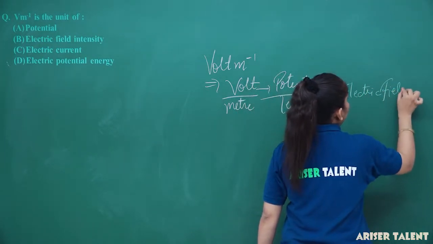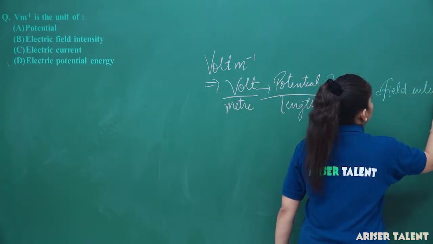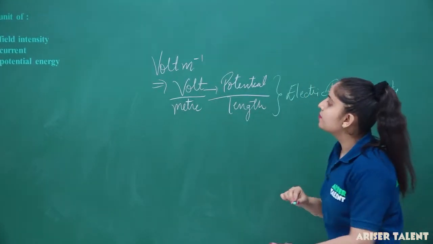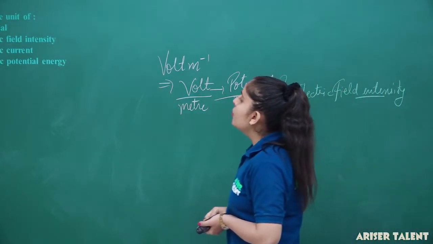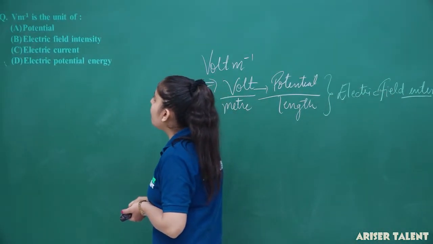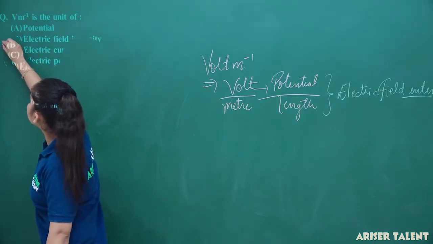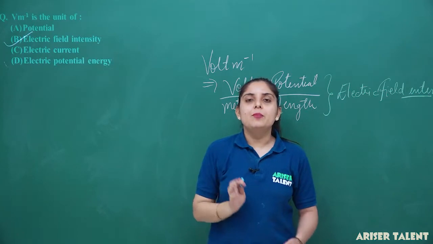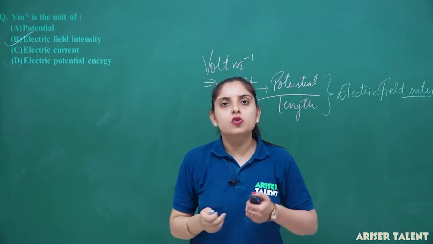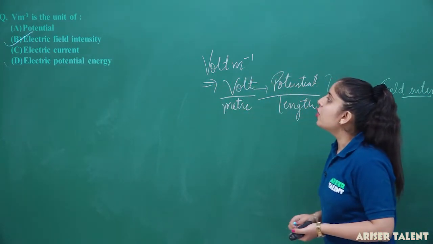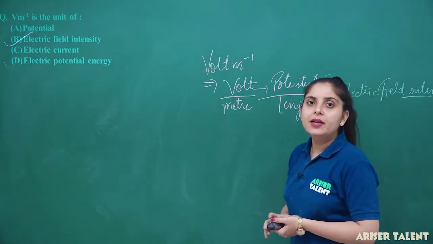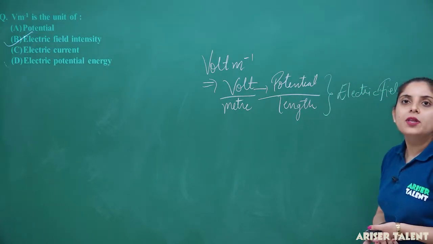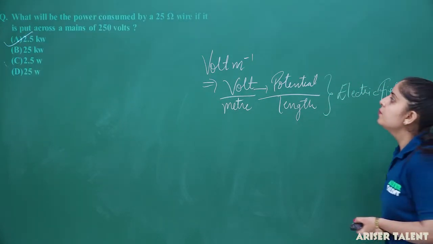It is termed as electric field intensity. So, let's check the options here. Potential has a unit volt; electric field intensity is the correct answer. Electric current will have a unit ampere and potential energy will have a unit of joule. So, the correct option here will be electric field intensity. Now, let's move to the next question in this sequence.